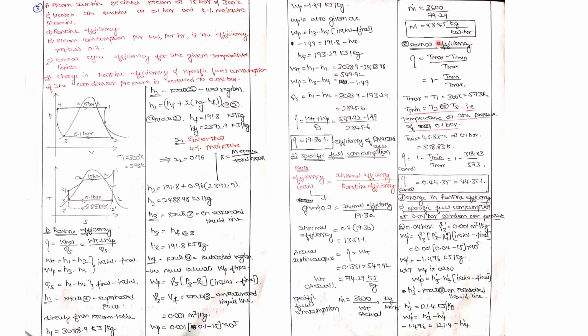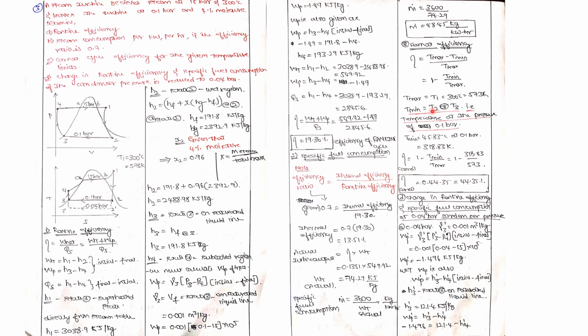Now, how do you find the Carnot efficiency? The Carnot efficiency is always measured in terms of temperature, that is 1 minus T minimum by T max. So what is T max? T1 is your T max. This is the maximum temperature, which is the superheated temperature, 300 degrees Celsius, which is given in the problem. That is 573 Kelvin, just the conversion factor.